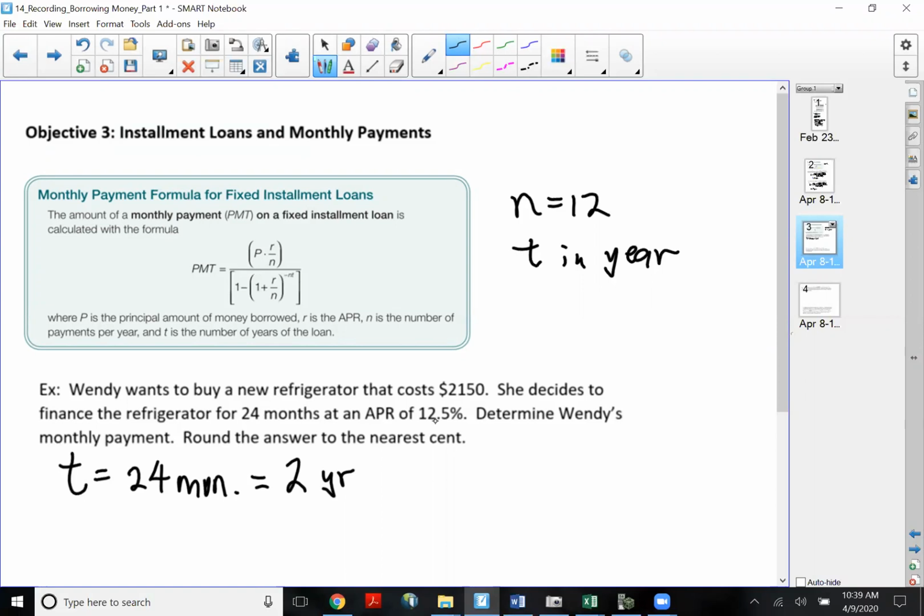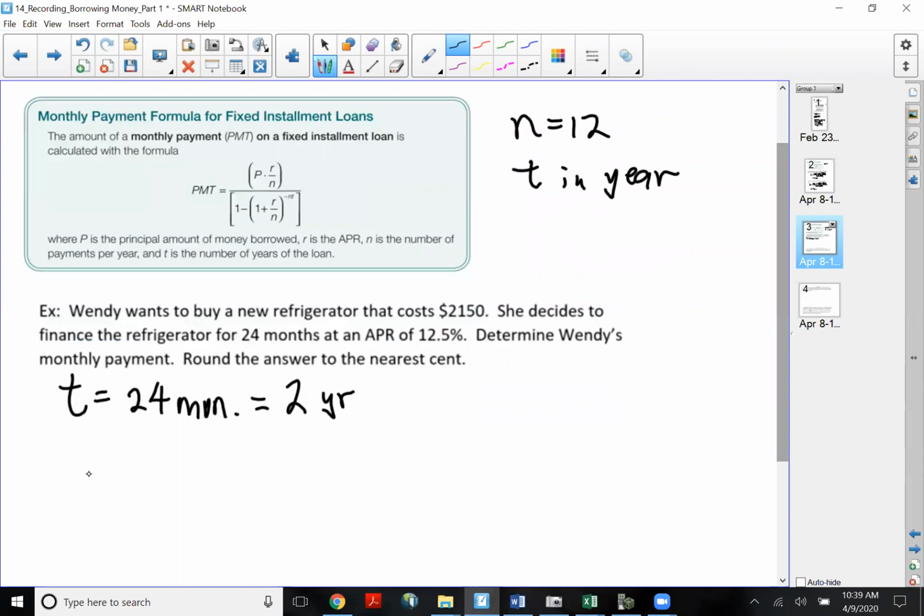All right, with an APR of 12.5%, determine Wendy's monthly payment. So her monthly payment is equal to, numerator, P is 2150 times R, which is 0.125 over n, and the number of payments per year is always 12. So all this is only one term, so we don't need an extra parenthesis inside this one term when we key it in in a minute.